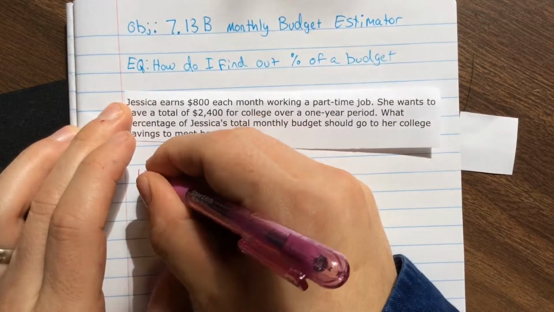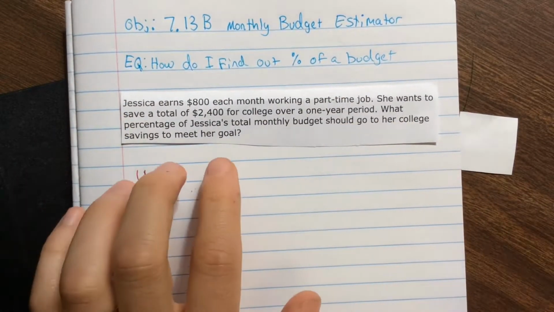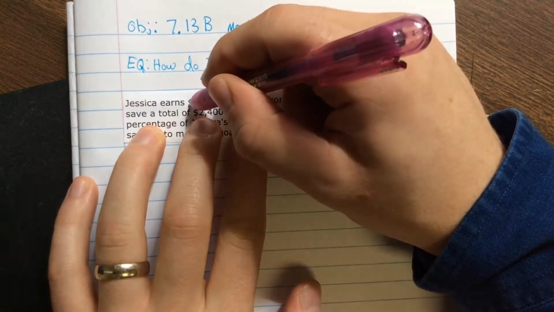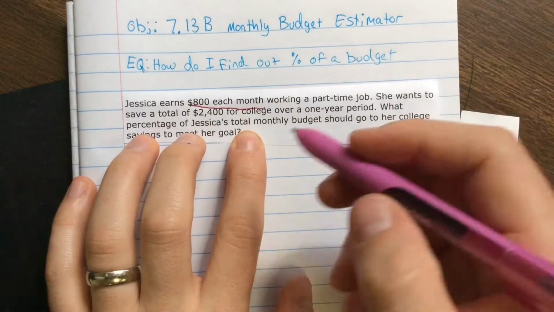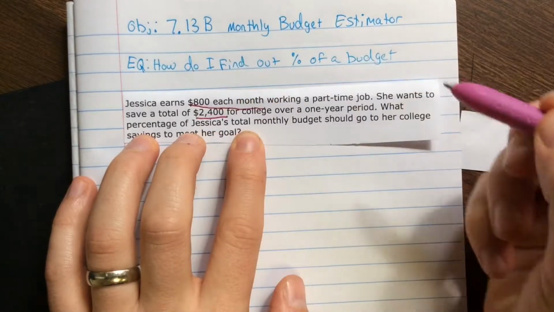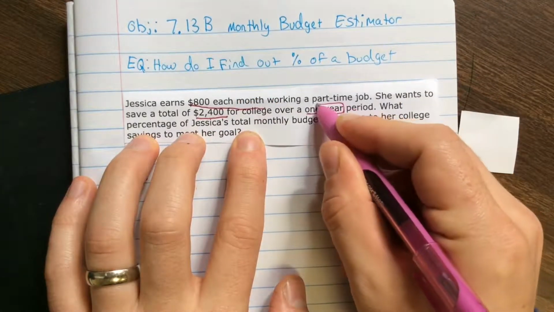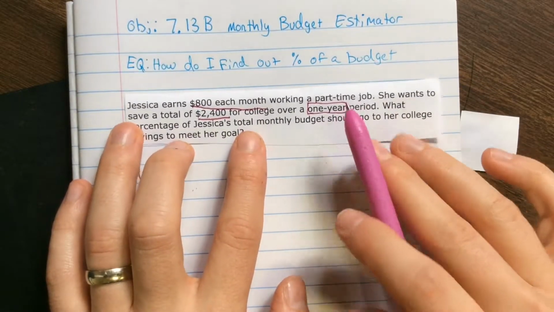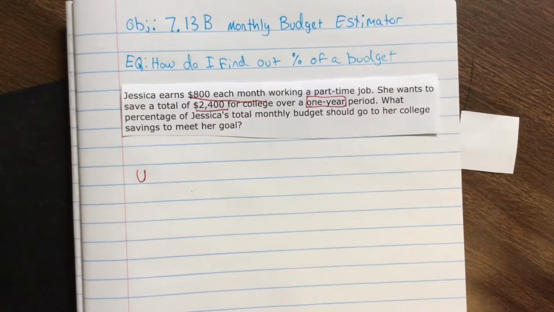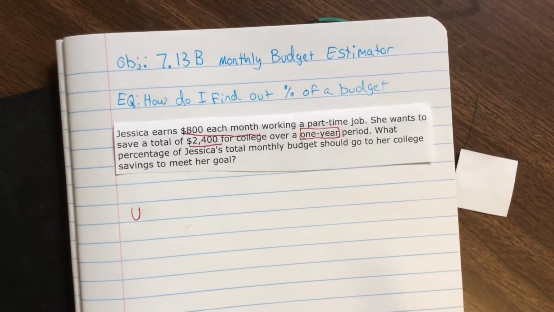If you look here first, like I said when I was reading the question, she earns $800 each month working a part-time job. She wants to save a total of $2,400 for college over a 1-year period. So you see those are two different times. What percentage of Jessica's total monthly budget should go to her college savings to meet her goal? It is important that you know how many months. We're going to do it this way.